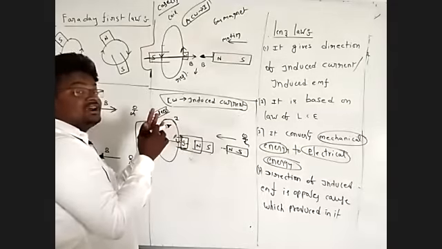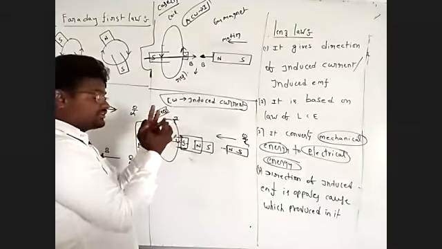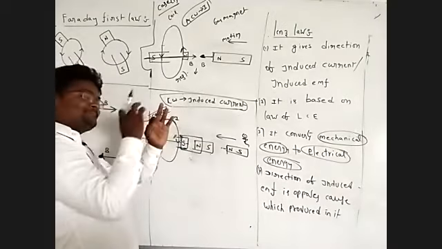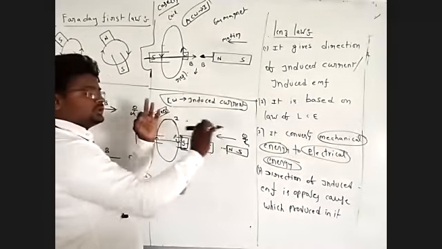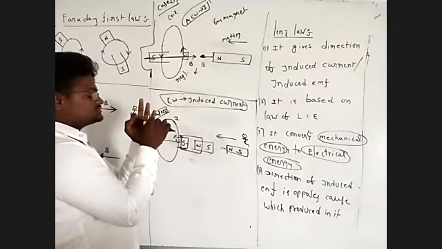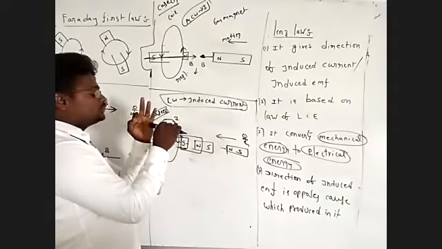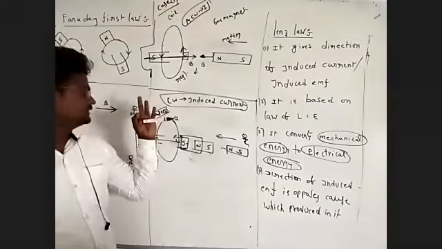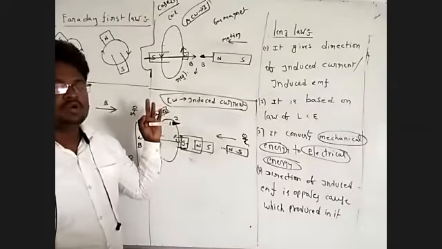The ring acts as a small bar magnet. The front of the ring acts as a south pole and the back of the ring acts as a north pole. The north pole of the bar magnet is very near to the coil, and the front of the ring acts as a south pole. North pole and south pole attract each other. In this situation, what will happen?